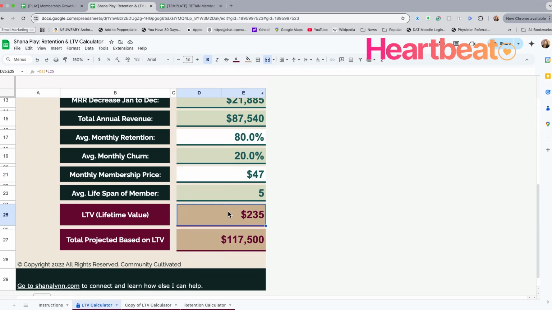This is telling us one of the most important numbers for a membership owner, your LTV, or your lifetime value. What this means is every new member you get in the door is worth $235 for you if you're charging $47 a month and you have an 80% retention rate. So what I can do now is I can project for you, if you have 500 members and you're earning $235 a member, how much that is worth to you. It's $117,000. Okay? It's a good amount of money, right?